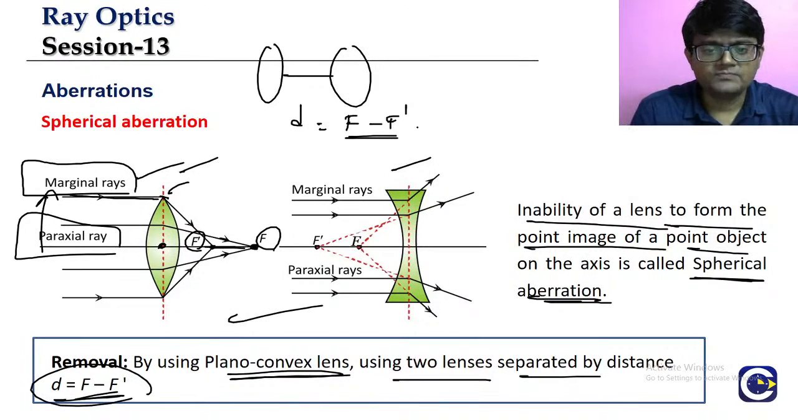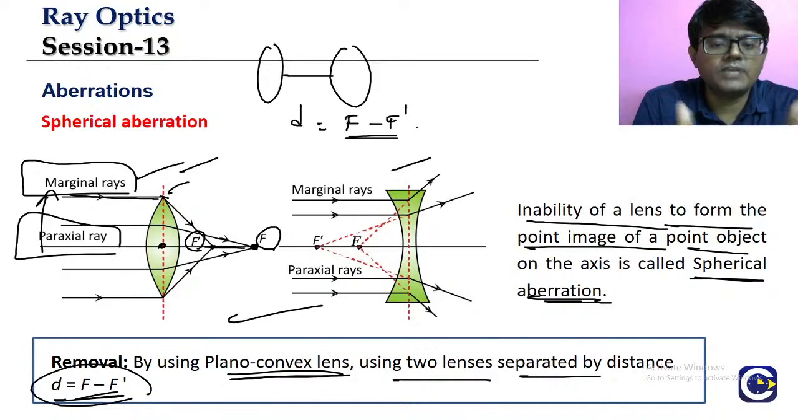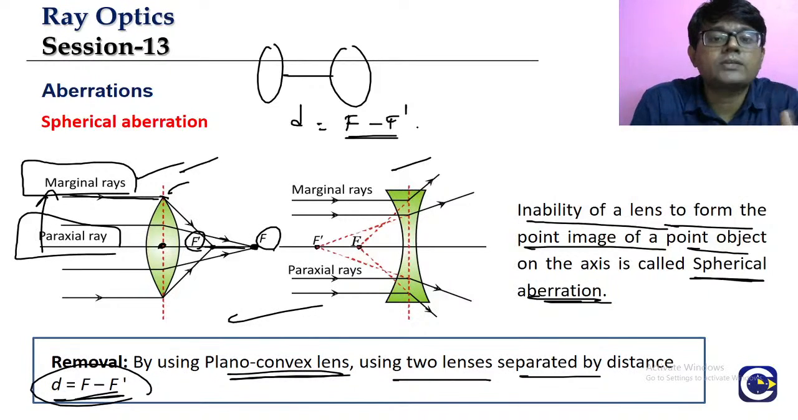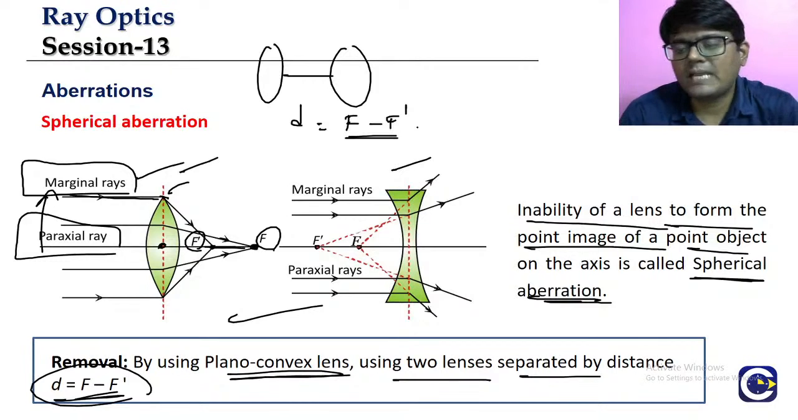That is it. So exactly how we are going to remove them, we can get a broad idea. That is sufficient. We don't need to mathematically prove how, if you take lenses separated by d equal to f minus f dash, this will be able to remove the spherical aberration. Those mathematical details will not be required much for us. So this is about the two types of aberrations we have.